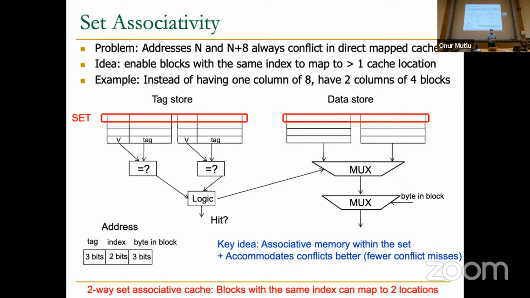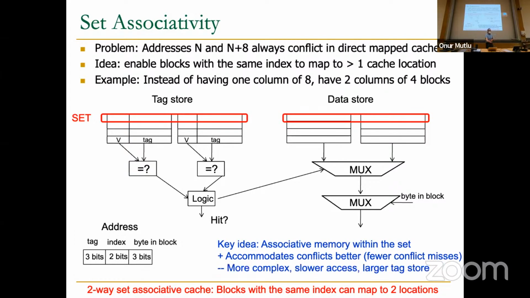Now, the upside clearly, as I showed you, is that it accommodates conflicts better. Hopefully you get fewer conflict misses this way. That bad access pattern, AB, AB, AB, AB, went away. You still get 100% hit rate in the cache at the steady state. I'm ignoring the filling of the cache.